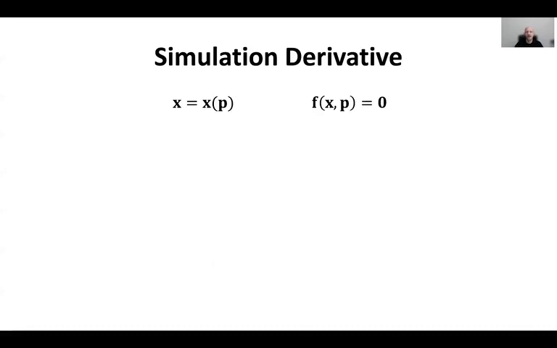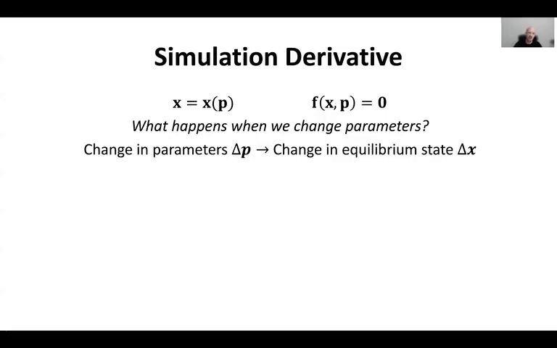And to that end, let's look again at the conditions that we have, or the assumptions. First of all, we already said that x, the equilibrium state, is a function of the parameters p, and we write x is equal to x of p. And we also know that for any pair x and p that corresponds to an equilibrium state, the internal and external forces must sum to 0 in every node. So the question now, what happens when we change parameters, when we perturb them slightly, is, well, for a given change in the parameters, delta p, we will observe a change in equilibrium state delta x.